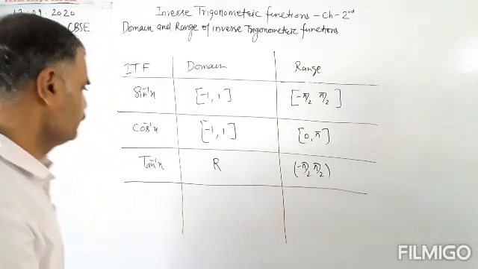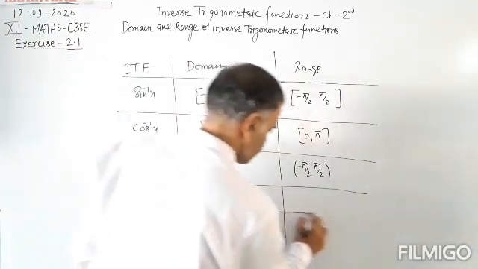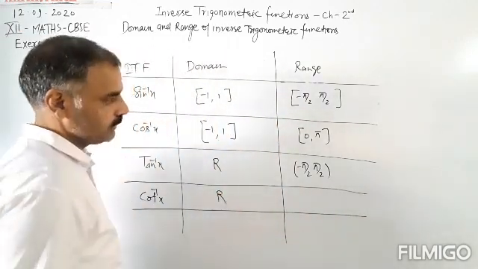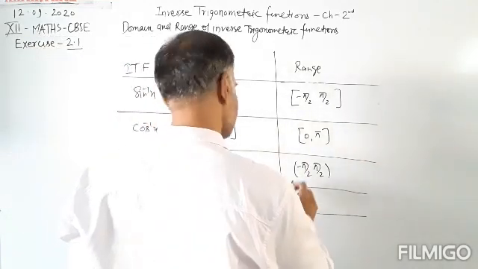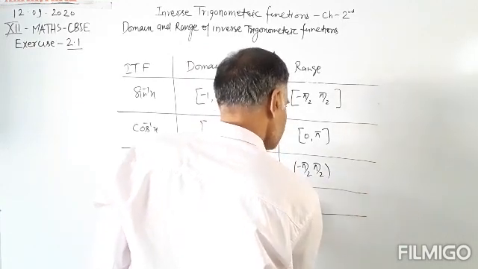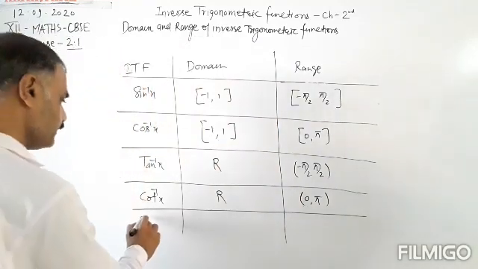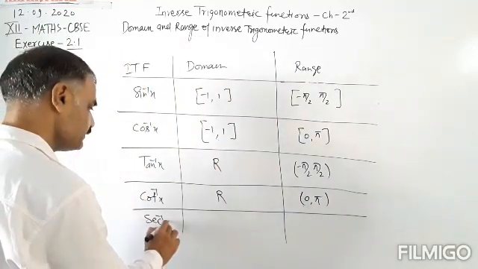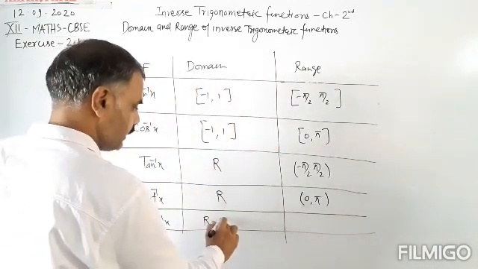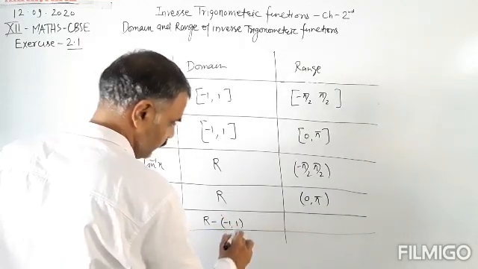Then cot inverse x. The domain of cot inverse x is also the set of real numbers, and its range is the open interval 0 to pi. Then comes sec inverse x. The domain of sec inverse x is R minus the open interval minus 1 to 1.